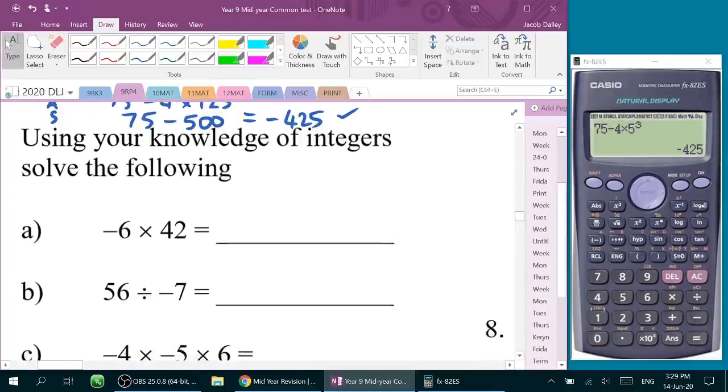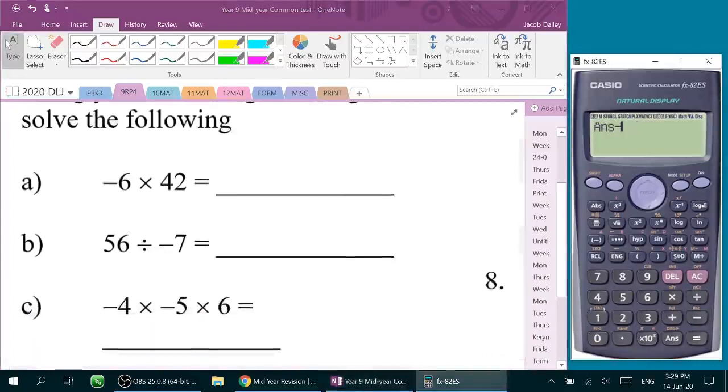Next one, negative 6 times 42. You can just chuck that into your calculator, times 42, negative 252. 56 divided by negative 7, negative 8, easy.